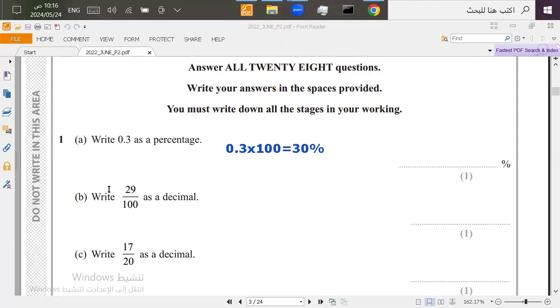Now, next question, write this as a decimal. When you divide this with the calculator, the answer will be 0.29. And then write this as a decimal, same idea, we're going to divide this with the calculator. So 17 divided by 20 will give you 0.85. Now it's written as a decimal. Now let's move on to the next question.